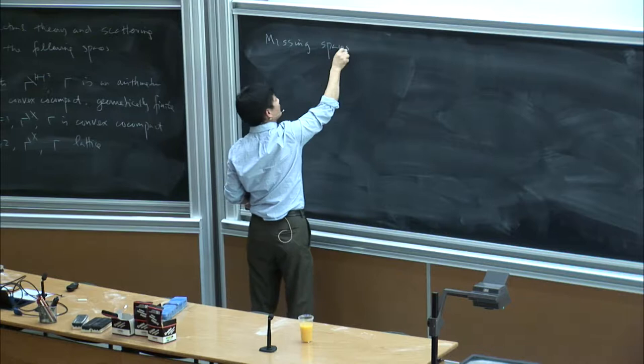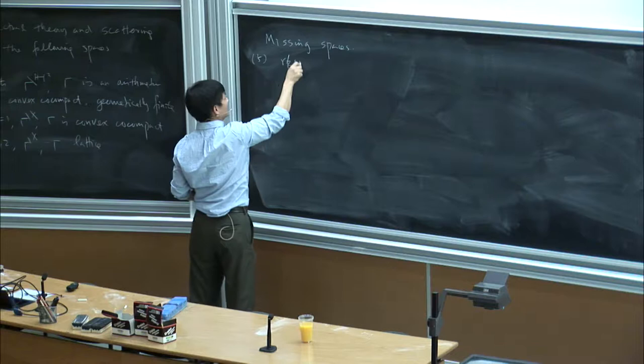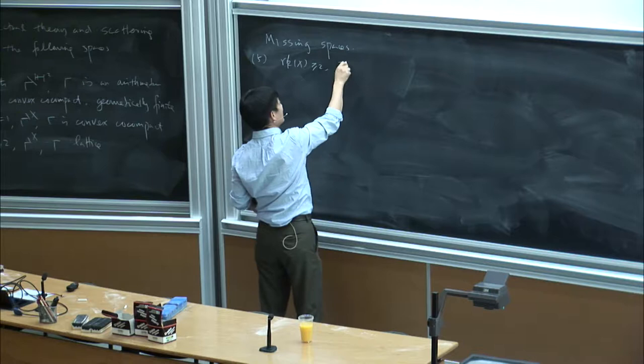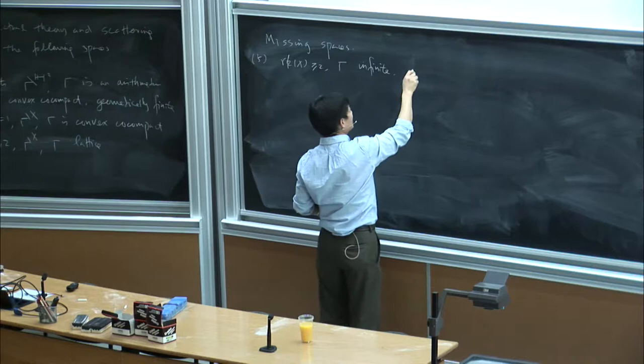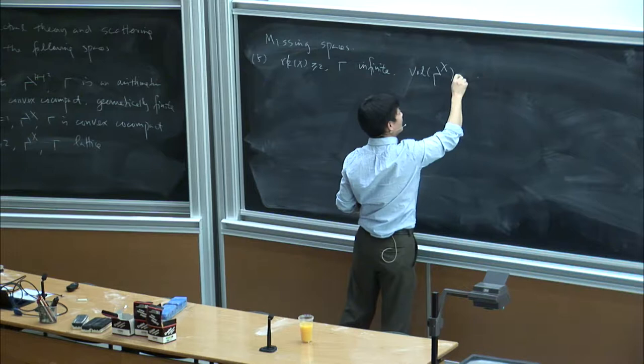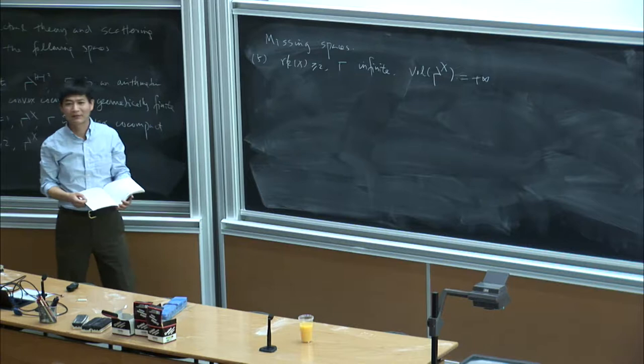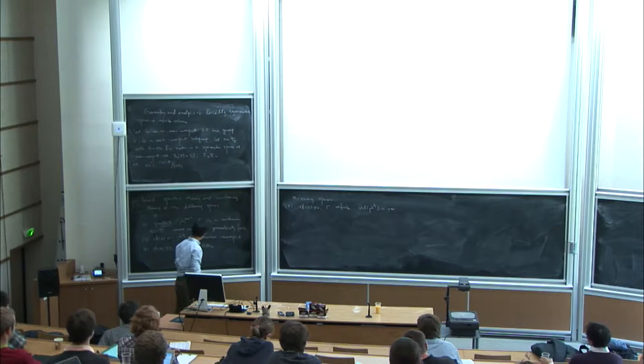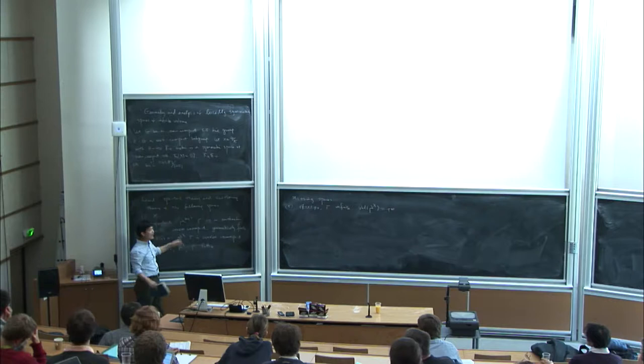So maybe number 5: the rank of X is bigger or equal than 2, and gamma is of infinite index. And on the other hand, the volume of the space is infinity. So that's what I mean by the locally symmetric space of infinite volume. Clearly this is impossible to study, even for the upper half plane, I don't think people can handle that. Just take any discrete group.